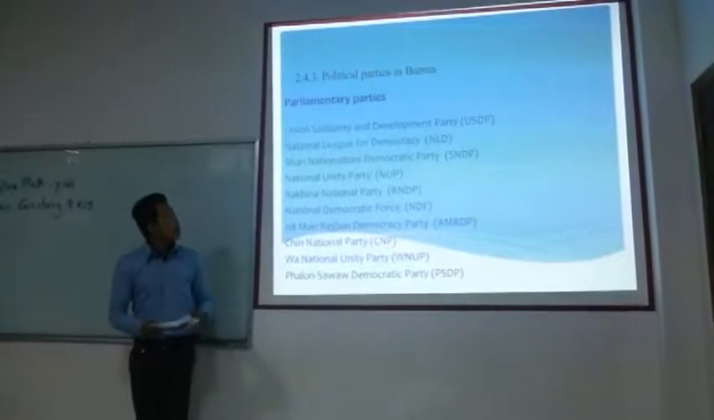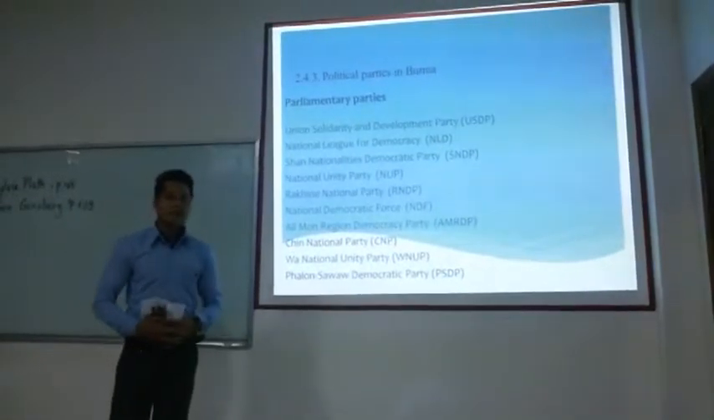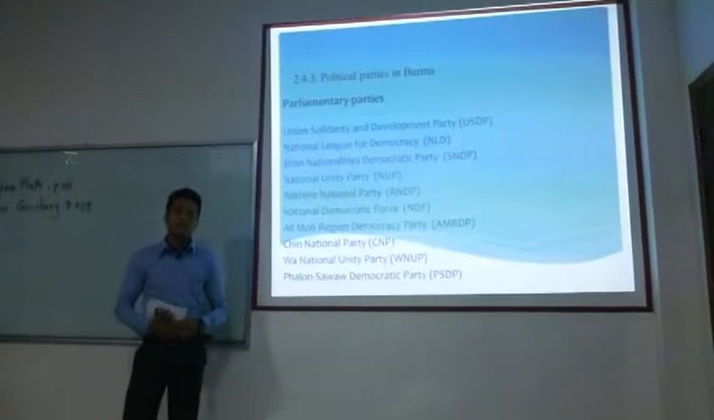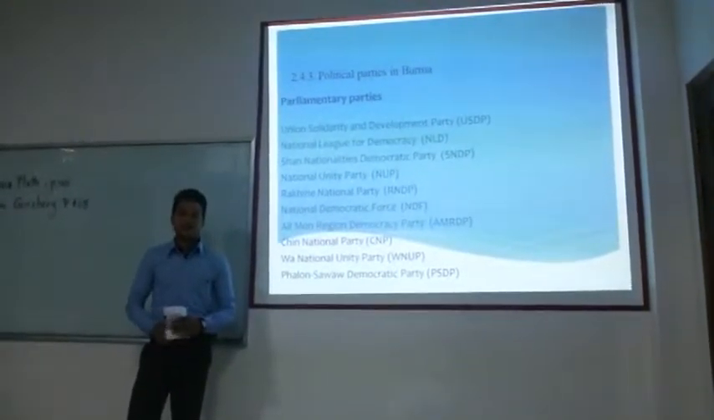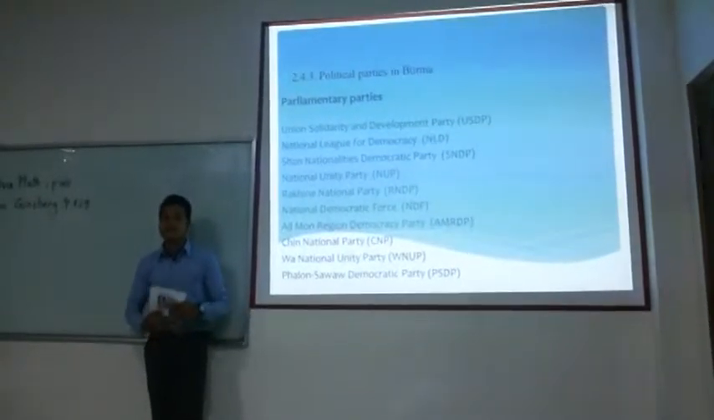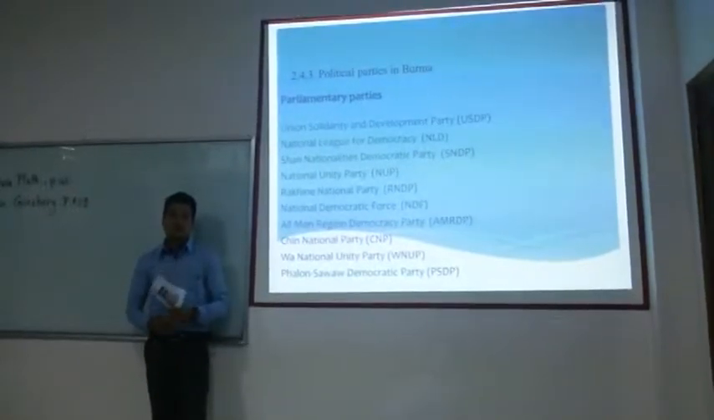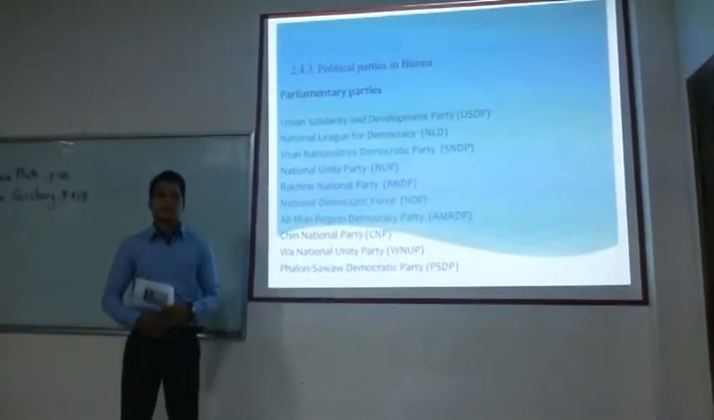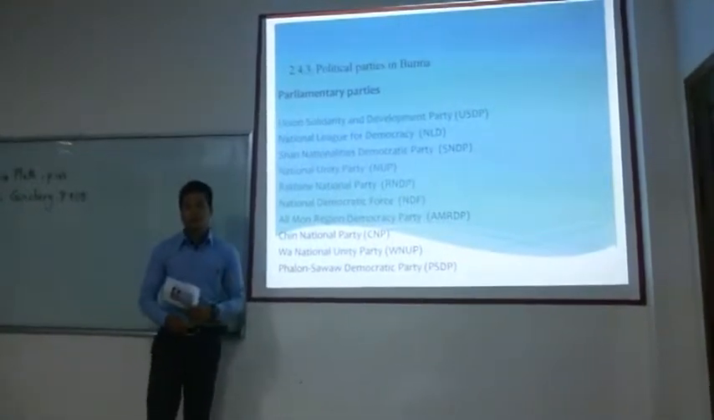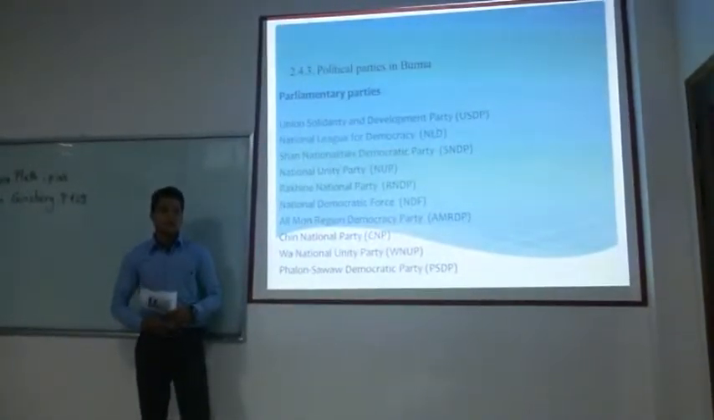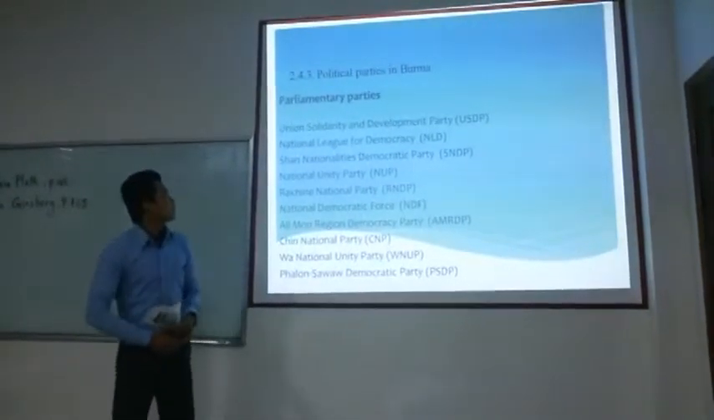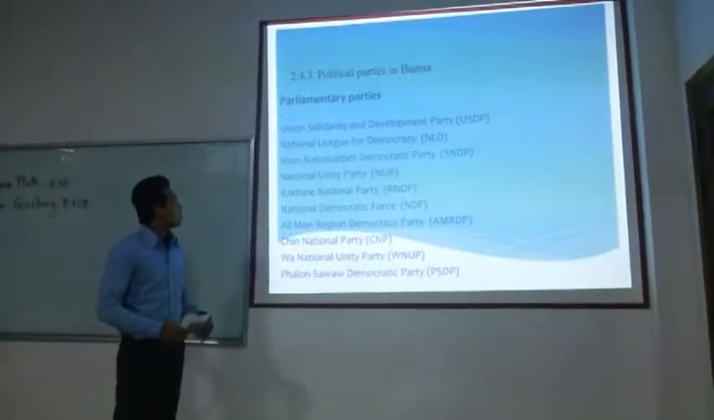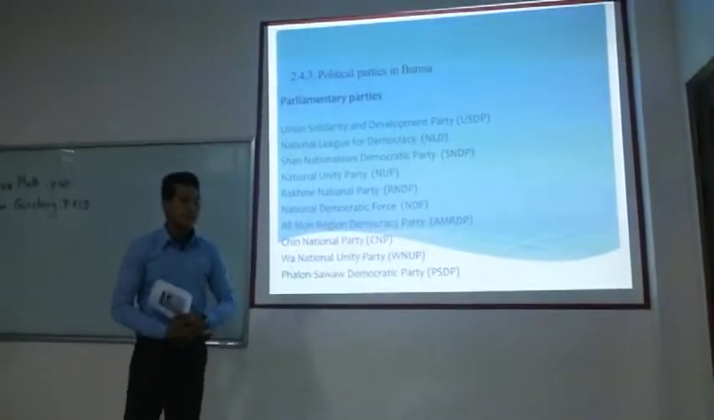Next, we're going to talk about political parties in Burma, or Myanmar. In each country, there are always political party people who are involved with the country to show their passion and their mission that they want to help the country develop and become better and better developed. In this slide, it's going to show some of the parties that are involved.